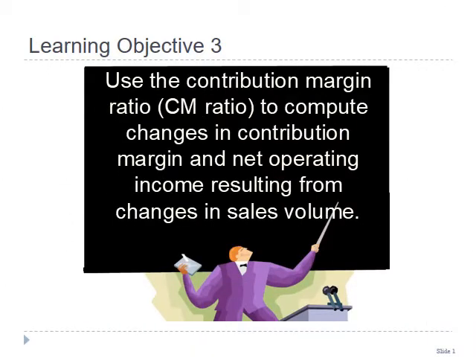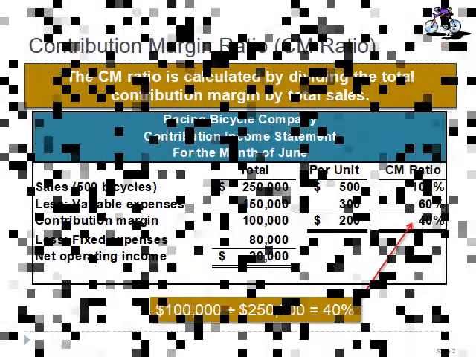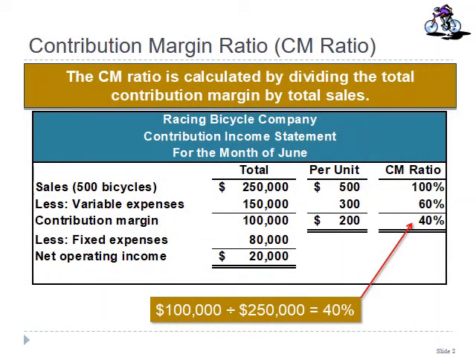And now let's move to our exciting learning objective 3, that is, use the contribution margin ratio to compute changes in contribution margin and net operating income resulting from changes in sales volume. So in this case, we have to find out the contribution margin ratio. So let's move further. How can we find out the contribution margin ratio?